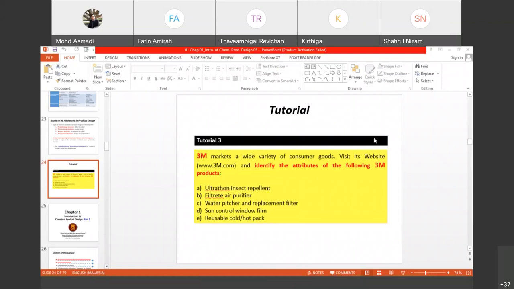You can write it down, you can use a note, or you can use an image, just take a picture of the 3M product and paste it here. But I think you have to write something. I'll give you 5 minutes.